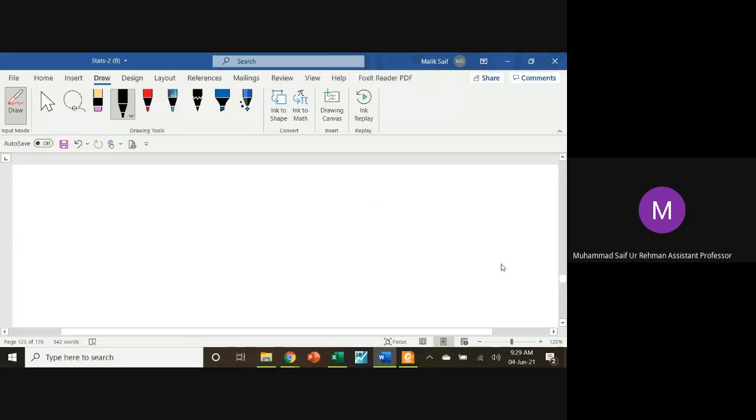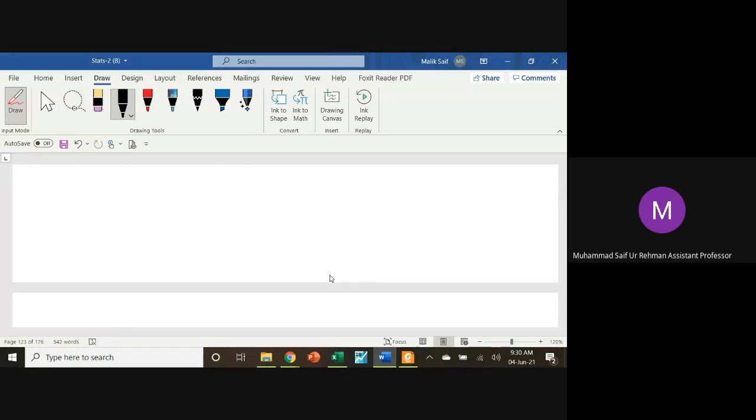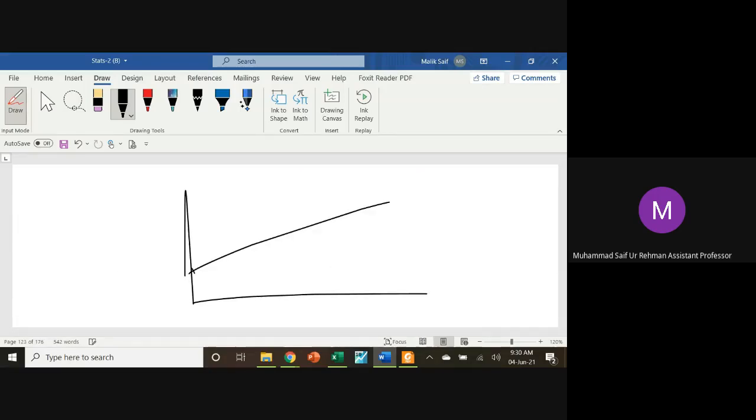Simply, if I recall, the formula for alpha hat is y bar minus beta hat x bar. This is the formula for alpha hat. You can say this is the intercept, and by intercept we normally mean this point. This is the point that we call A or alpha hat.